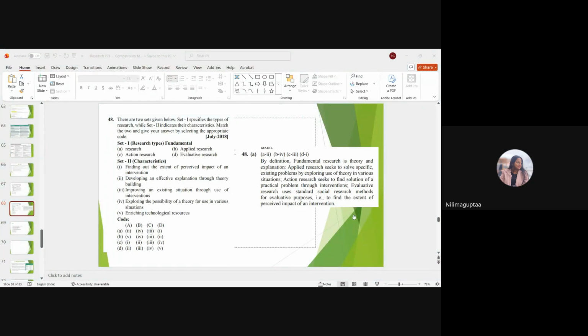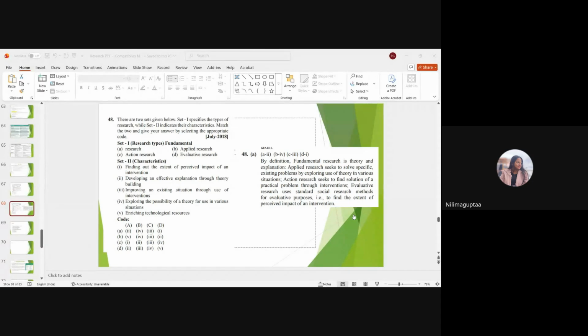Perfect. Option A is the correct answer. So let us just match and see. First is research, set A, and that is connected with option 2, that is developing an effective explanation through theory building. Okay, so research is basically building a theory. When I talk research as a whole component, it's building a theory and then going in detail to it.